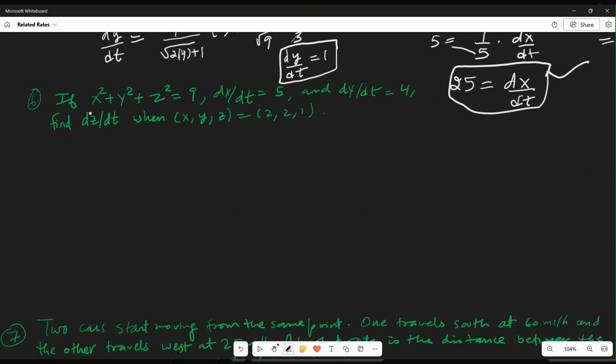If we have this equation given, x squared plus y squared plus z squared is 9, and dx over dt is 5 and dy over dt is 4. Find dz over dt at the given x, y, z points. Since this is an equation, you know that implicit differentiation means you have to take a derivative on both sides of the equation.